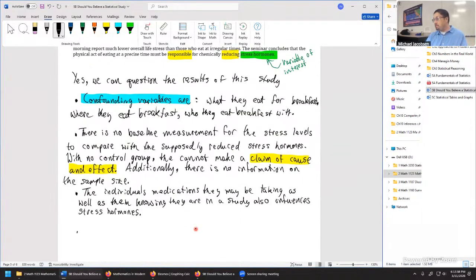There's also no mention of what times of eating breakfast occurred in the study.